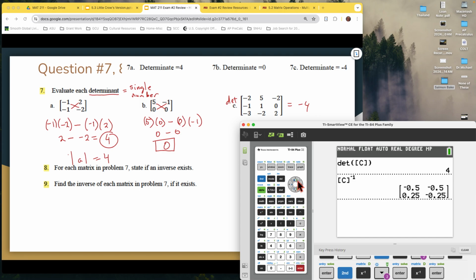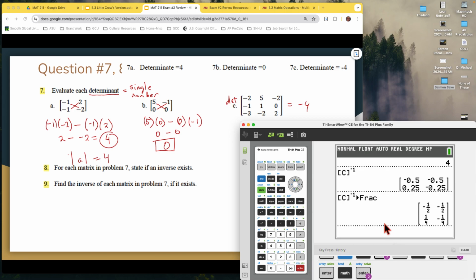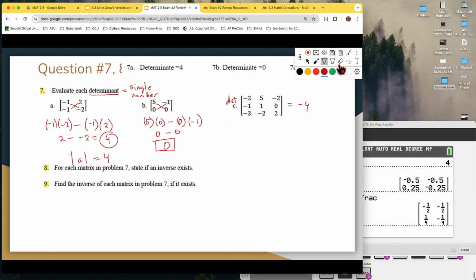Yeah, I want it in fractions, right? I could stick with this because it looks nicer, but let me pull this back up, and remember I can go math and just give it to me as fractions. Maybe it looks a little prettier, and this will match the answers they have in the back of the review as well, as they give them in fractional form. So A's inverse is negative 1/2, 1/4, negative 1/2, negative 1/4.